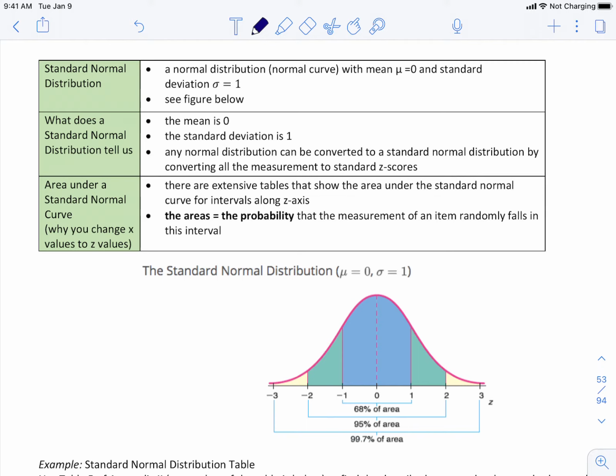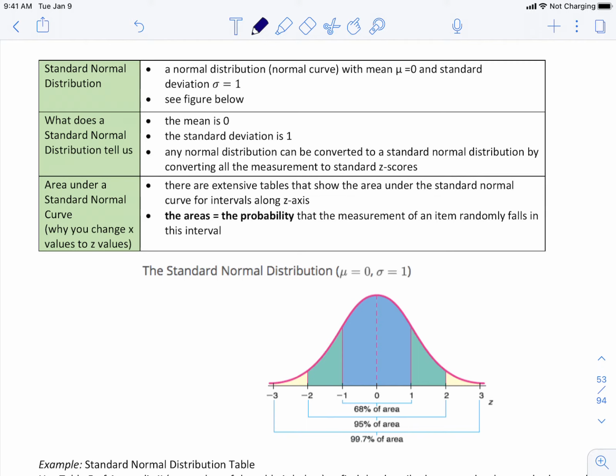The area under a standard normal curve, this is why you change the x values to z values. There are lots of tables that show the area under the standard normal curve for intervals along the z-axis. The area is equal to the probability that the measurement of an item randomly falls in this interval. And so again, here we see the empirical rule, 68% of the area is between negative 1 and 1, 95% of the area is between negative 2 and 2, and 99.7% of the area is between negative 3 and 3.